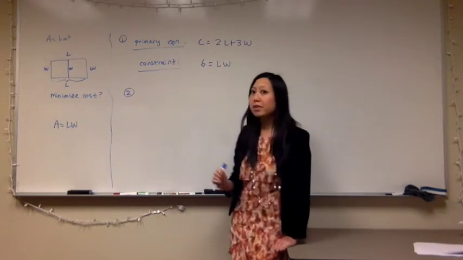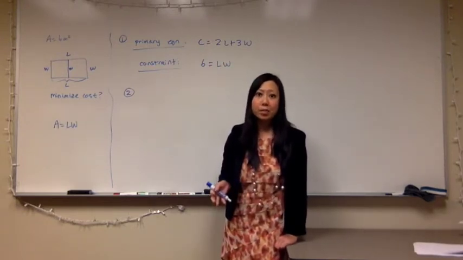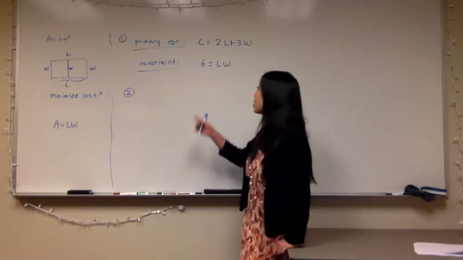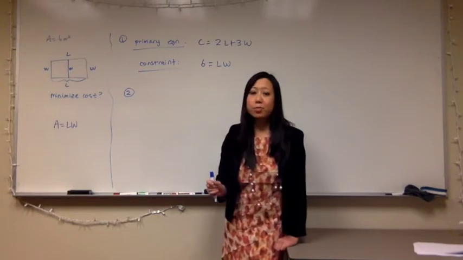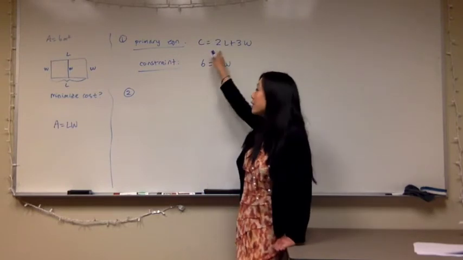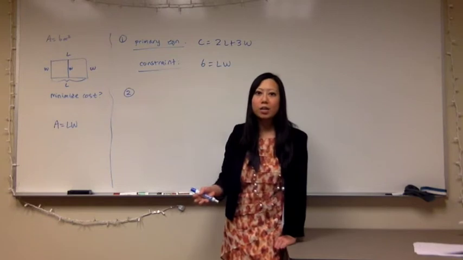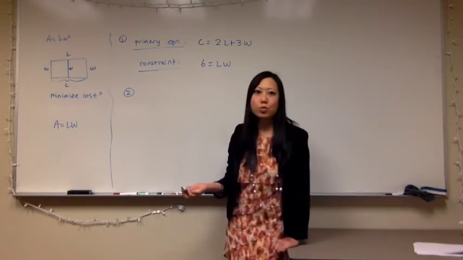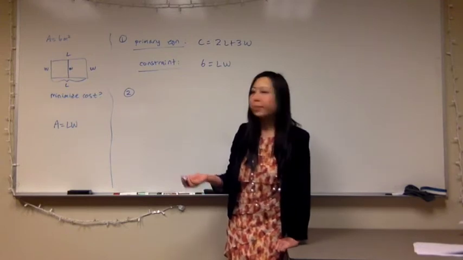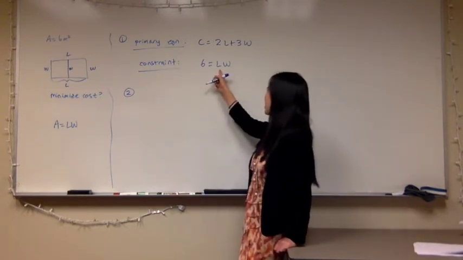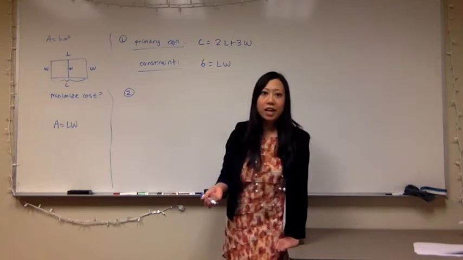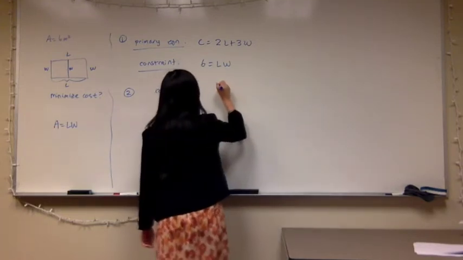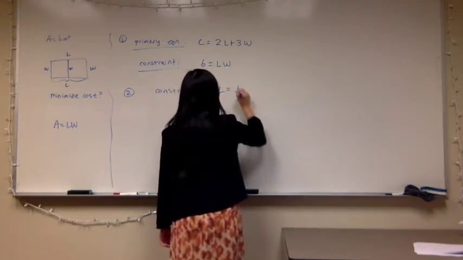But I can't take the derivative of it yet because right now I have 2 different variables. So what do I take the derivative with respect to? So I'm going to plug the constraint into the primary and reduce this primary equation down to just a function of one variable so that I can eventually take the derivative. Right now I have L and W, so which one do I take the derivative with respect to? I could solve for L or I could solve for W, it doesn't matter, it's the same difficulty level. So here I'll just solve for L. The constraint is now L equals 6 over W.